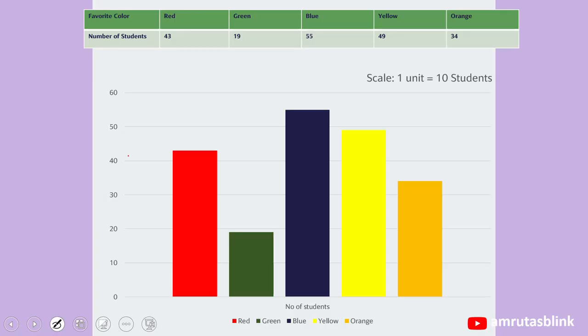In order to draw the graph, we need an x-axis and a y-axis. On the x-axis, we will plot the colors, that is red, green, blue, yellow and orange, and on the y-axis we will place the number of students. Now there are 43, 19, 55, 49 and 34 students respectively. We can take a scale of 1 unit equal to 10 students, and accordingly draw the graph: 43 students for red, 19 for green, 55 for blue, 49 for yellow and 34 for orange.